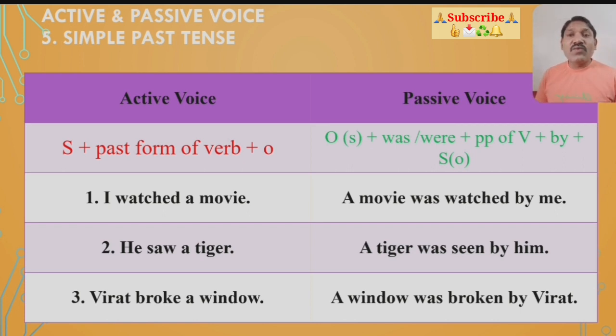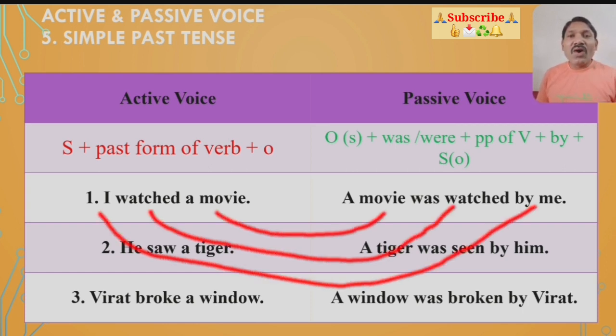The first one: I watched a movie. See students, in this sentence, I is the subject, watched is the past form of the verb, that is the second form of the verb. In the passive, according to the rule, a movie becomes the subject and the subject I becomes the object. So let's see: a movie was watched by me. Here the case of I will become me.